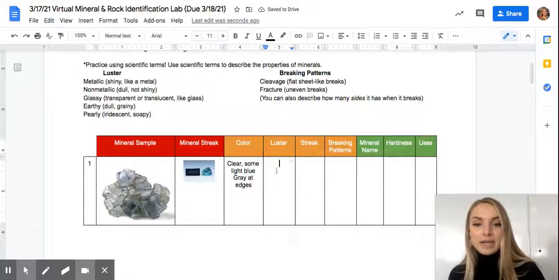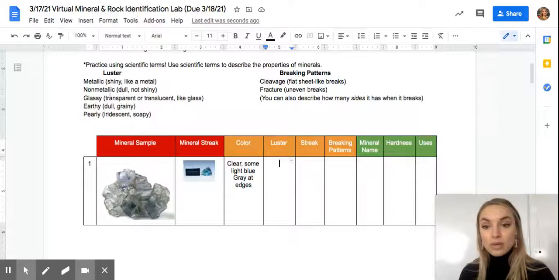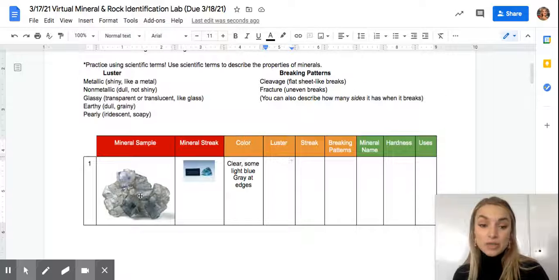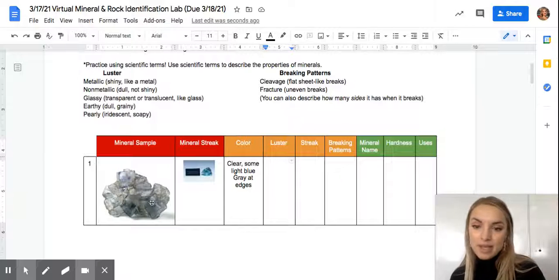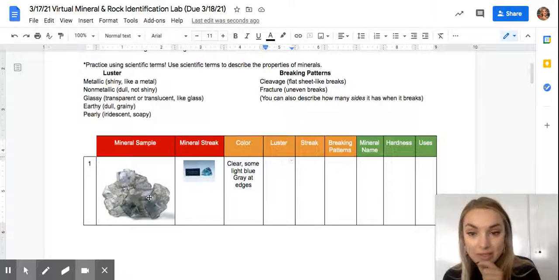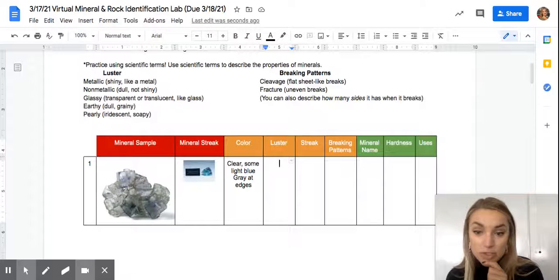I'm going to hop over to my next column and describe the luster. So remember, I'm going to use one of these words to describe the luster of this mineral. And I think it's quite translucent, almost transparent. So I'm going to say it's glassy.